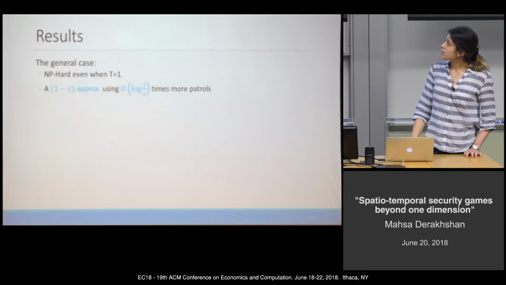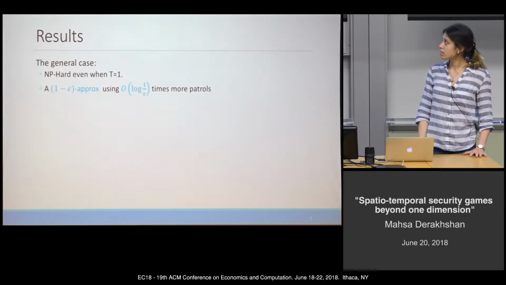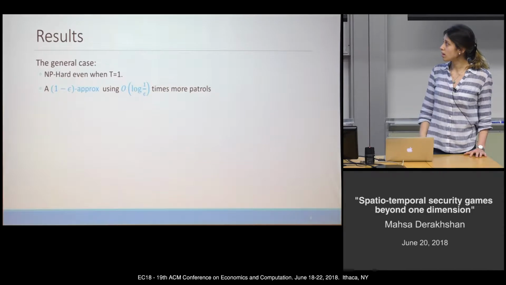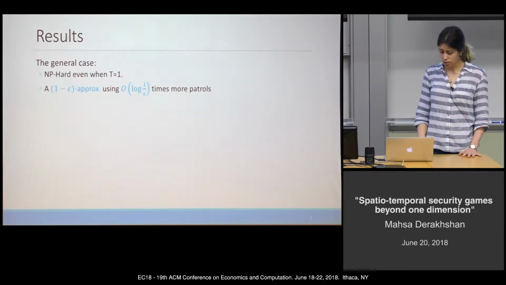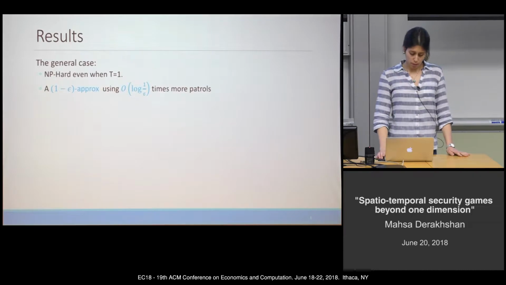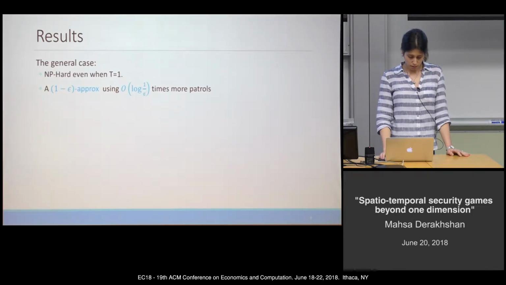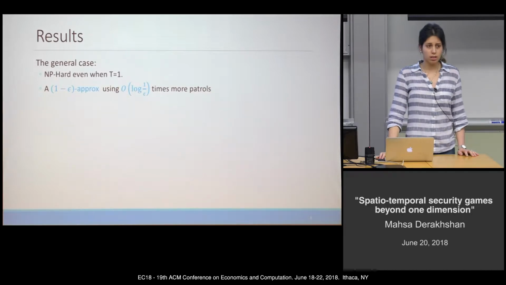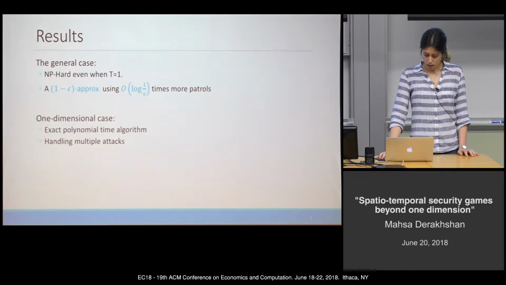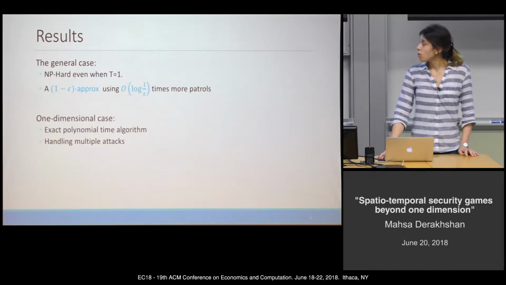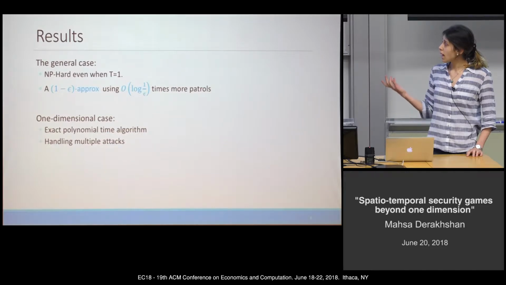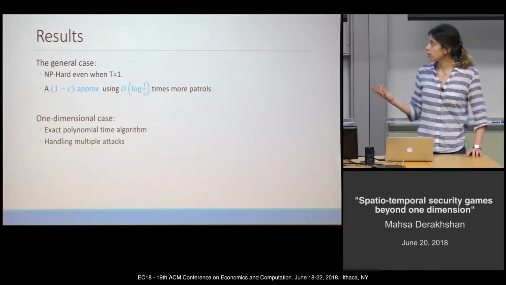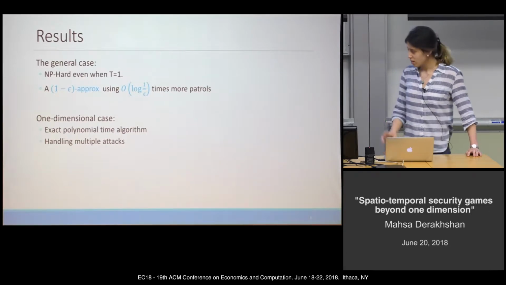Our results here are that for the general case, we give a hardness result even for a single time point, and we give an approximation algorithm that gives a 1 minus epsilon approximation using up to log of 1 over epsilon times more patrols. Also, our approach works for the one-dimensional case, and it gives an exact polynomial time algorithm. It also handles multiple attacks.